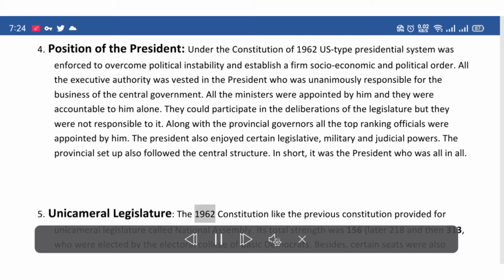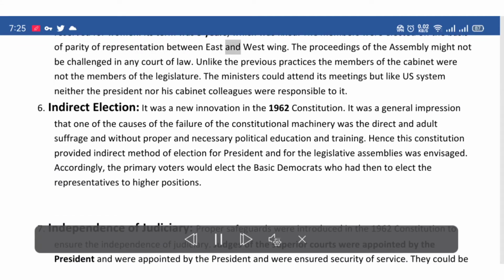Unicameral legislature. The 1962 Constitution, like the previous constitution, provided for a unicameral legislature called the National Assembly. Its total strength was 156, later 218 and then 313, who were elected by the Electoral College of Basic Democrats. Besides, certain seats were also reserved for women. Its term was 5 years, which was fixed. The members were elected on the basis of parity of representation between East and West Wing. The proceedings of the Assembly might not be challenged in any court of law.